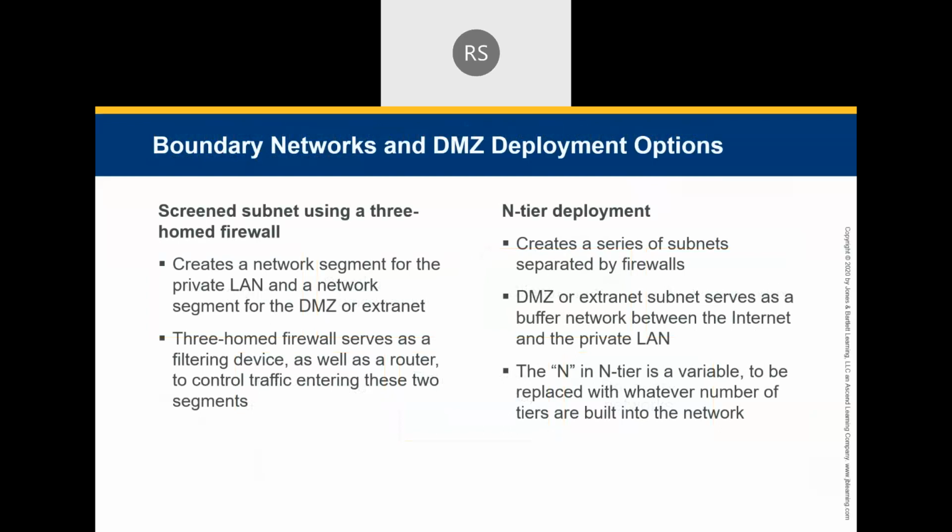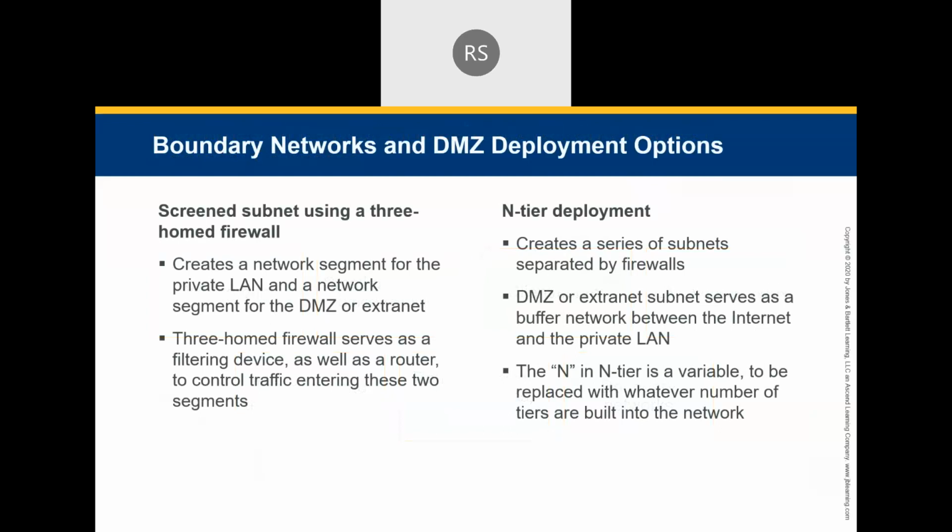Now, we're talking about boundary networks and DMZ deployment options. So we'll talk first about the screen subnet using a three-homed firewall. So this option involves creating a network segment for a private LAN and another for a DMZ or maybe an extranet. So the three-homed firewall acts as a filtering device in a router. It controls traffic entering these two segments. Now the purpose of this is to enhance security by isolating the DMZ from the private LAN.